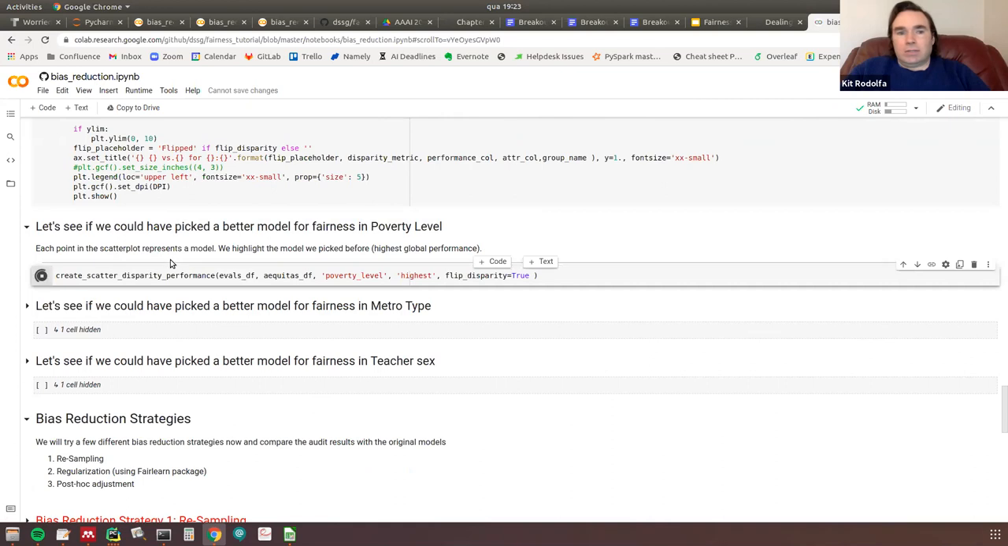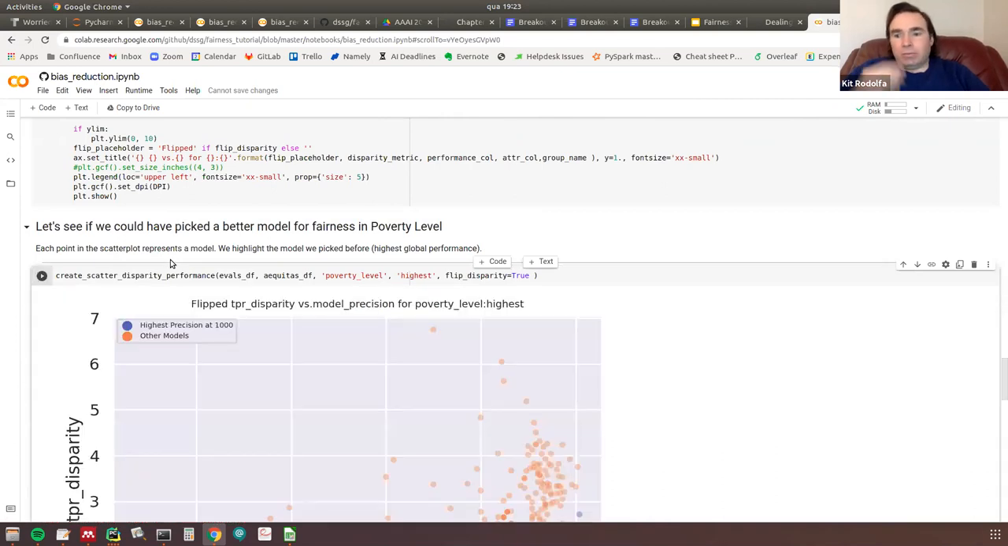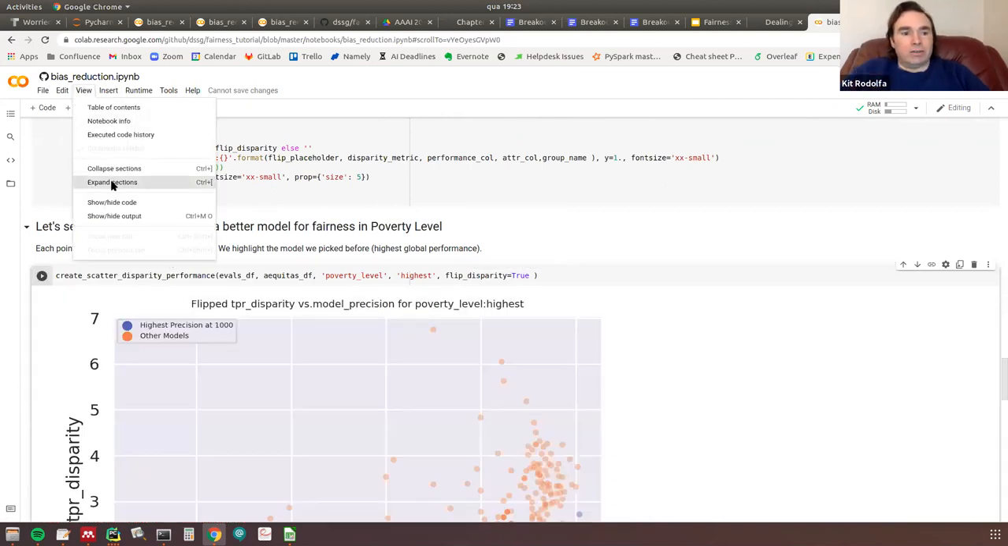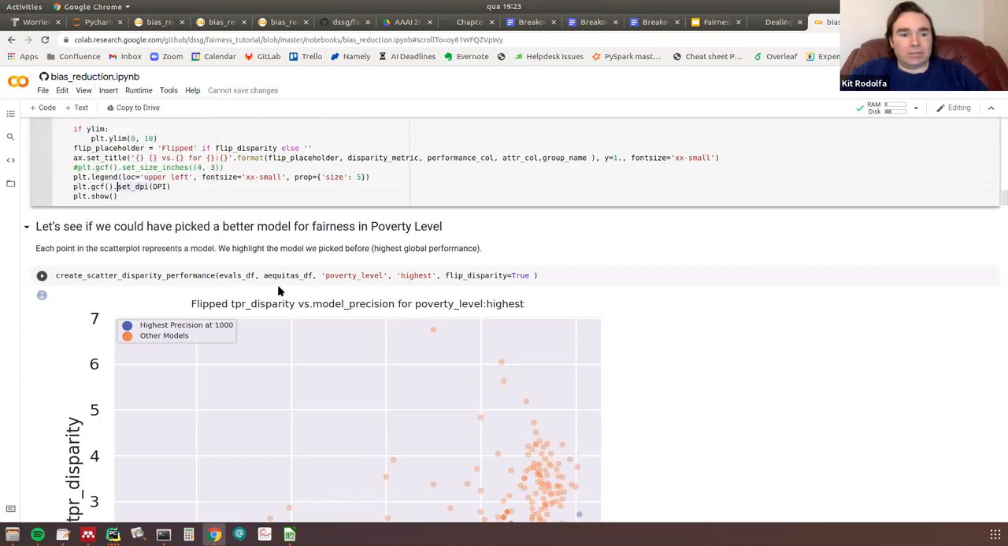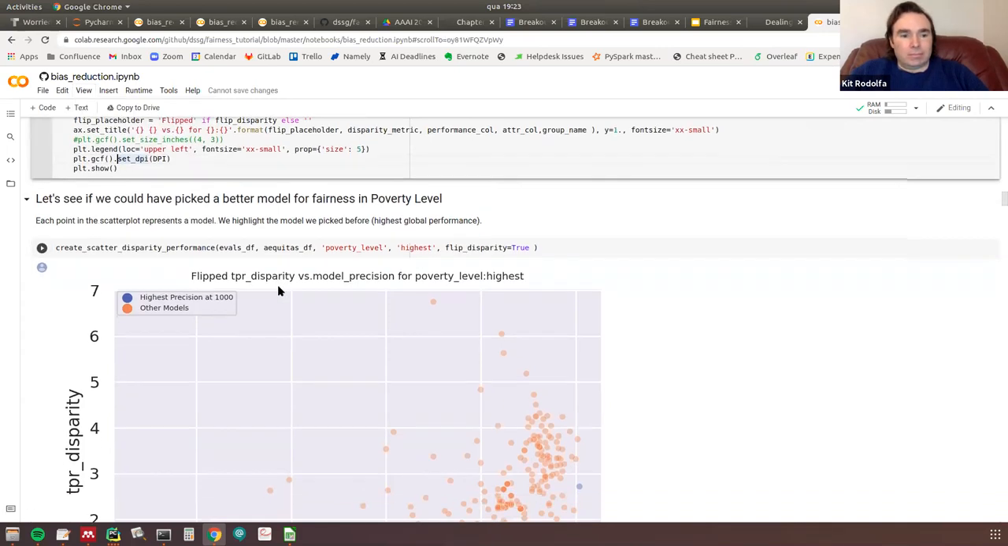Sorry, Pedro, you might want to do this too, but anyone who's following along in the notebook, under View, you might want to click expand sections. For whatever reason, Colab collapses a bunch of sections when you have a notebook with a lot of them, and it'll be a little easier to follow along if you expand them. Thank you, Kit.